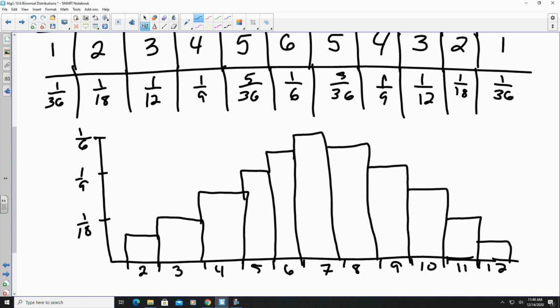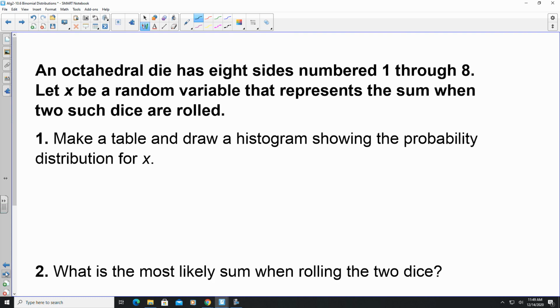And that is my histogram for the probability of rolling two 6-sided dice. So here, they want you to do a similar thing, but we're looking at 8-sided dice. Let's see here, we roll.